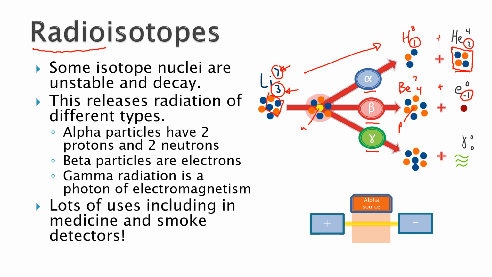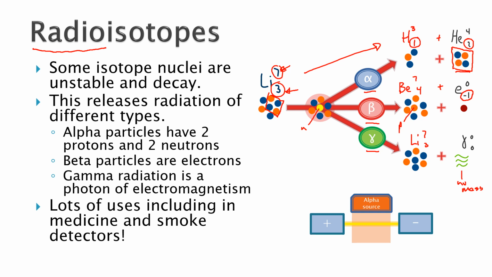The last one here that we're going to look at is gamma radiation. Now gamma radiation is electromagnetic, so no mass, and so no change to the element. It's still lithium, 7,3 here, but it's probably a little more stable now because it has given off a little bit of energy and the particles have shifted to be a little closer together to release that bit of energy.